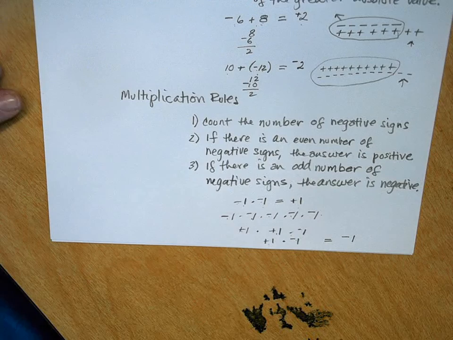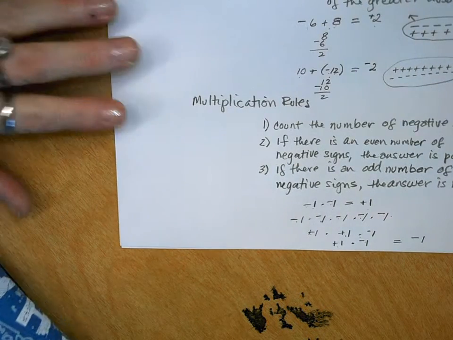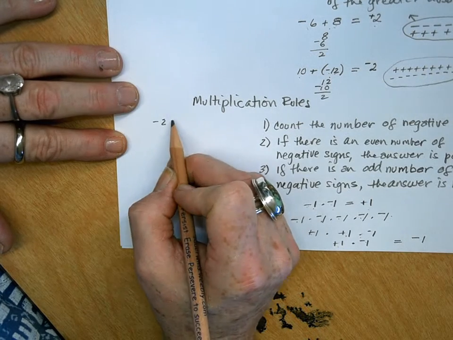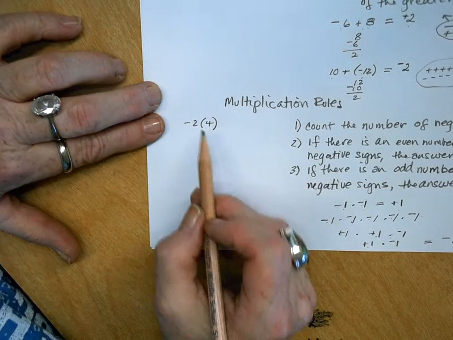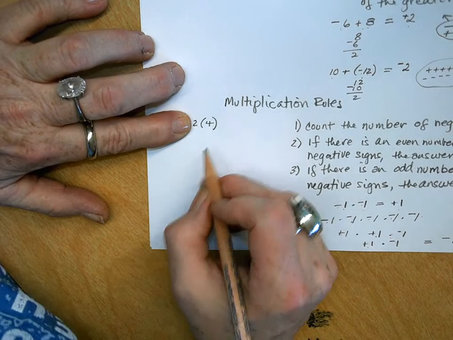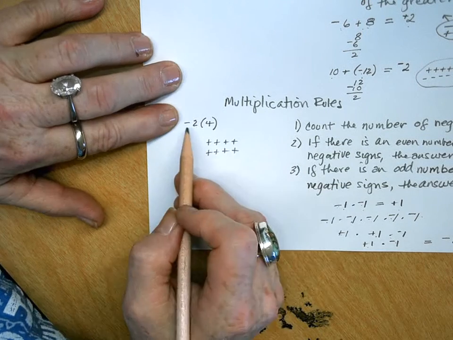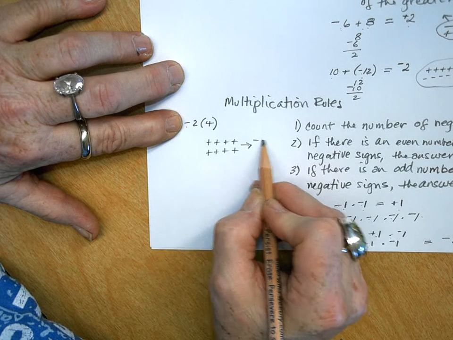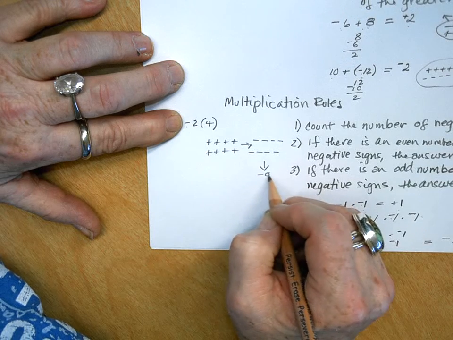That can be a little confusing. It's helpful sometimes to have a model for this one. So let's say I have negative 2 times 4. This means, first of all, I think I have two groups of 4. So here's one group of 4. Here's another group of 4. This means take the opposite of that. So these all change. 1, 2, 3, 4. 1, 2, 3, 4. My answer is negative 8.